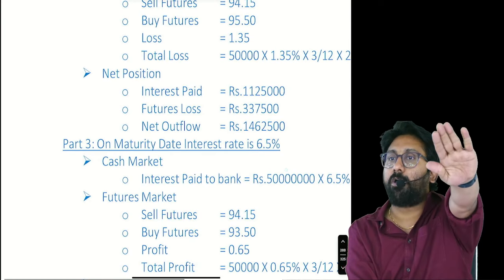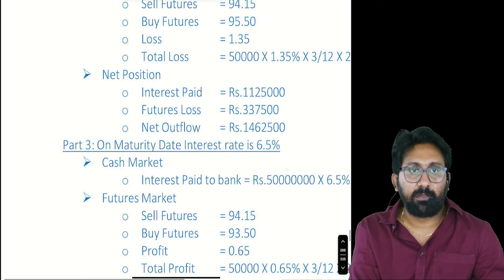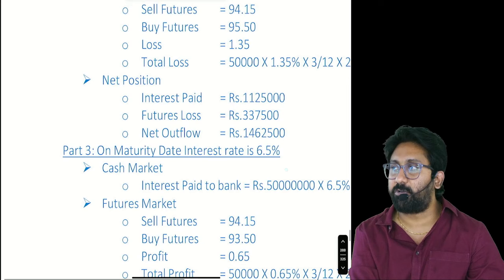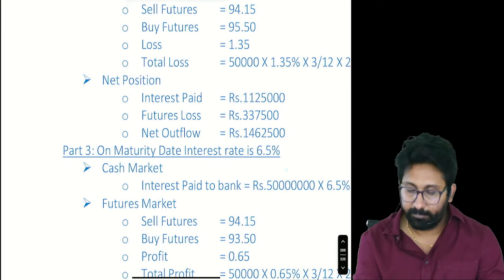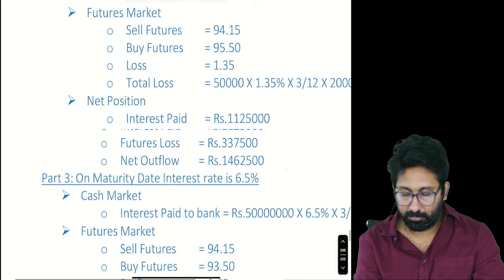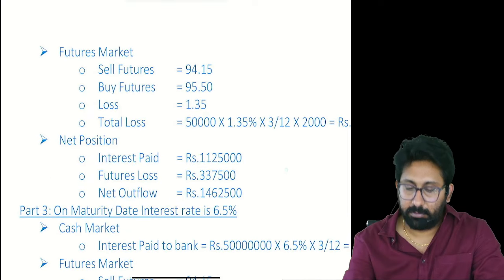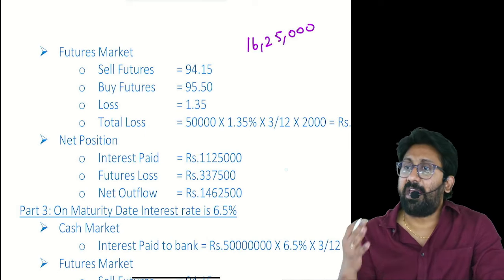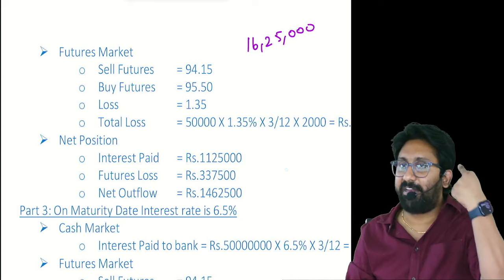When I really go for borrowing, what is the rate prevailing? Take a calculator. 5 crore into 6.5% into 6 by 12. Everyone tell me. Happy or unhappy? Unhappy.